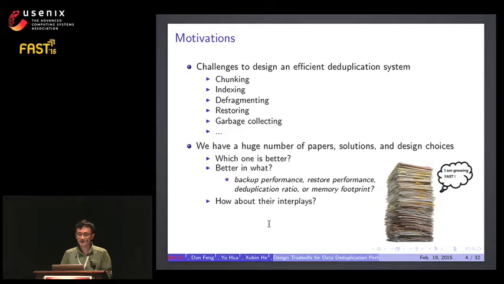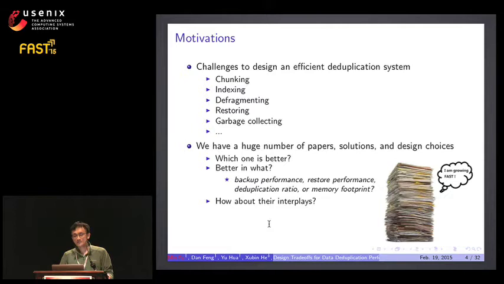In order to design an efficient deduplication system, we have a lot of challenges to be addressed, including chunking, indexing, defragmenting, restoring, and garbage collecting. As a result, we have a huge number of papers, solutions, and design choices, and we get an extremely huge parameter space. In practice, it is very difficult to determine which one is better, and better in what metric. And moreover, how about their interplays?